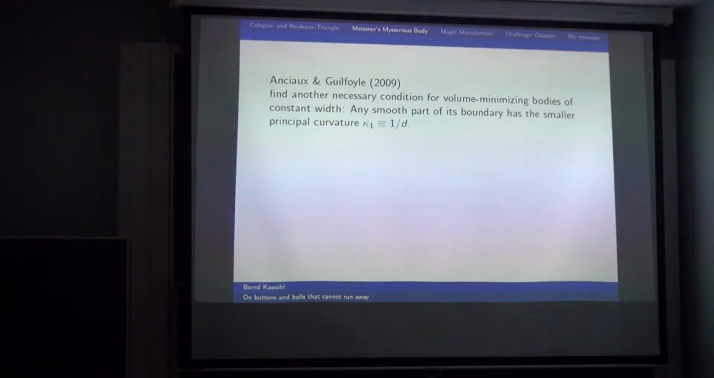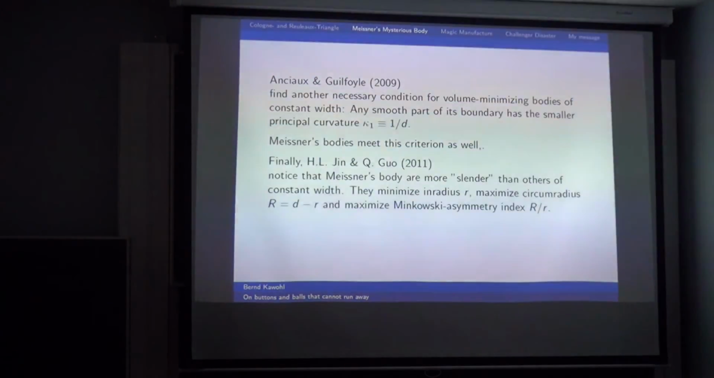And finally, there is a result by two differential geometers that says, well, if we have a volume minimizing body, then any smooth part of this boundary has its smaller principal curvature as 1 over the width of the body. And again, if you are on a part of a spherical surface here, the curvature is 1 over d, and if you are on this rounded edge, this curvature is again 1 over d. So this supports it again.